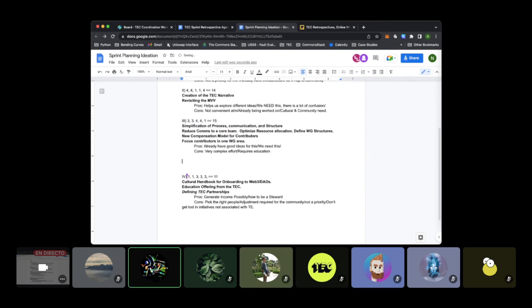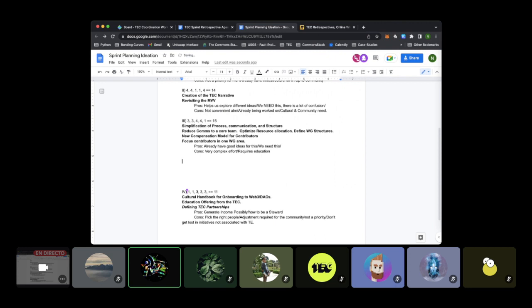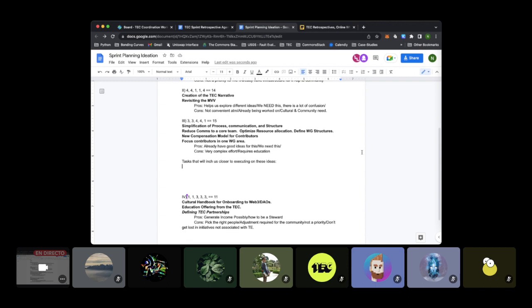Within this current sprint, we're going to create an epic, and I just want tasks that will inch us closer to executing on these ideas. So right now, I want to have everybody go around and throw out some ideas on what tasks we can accomplish that are realistic within the next 2 weeks. Restructuring comms.